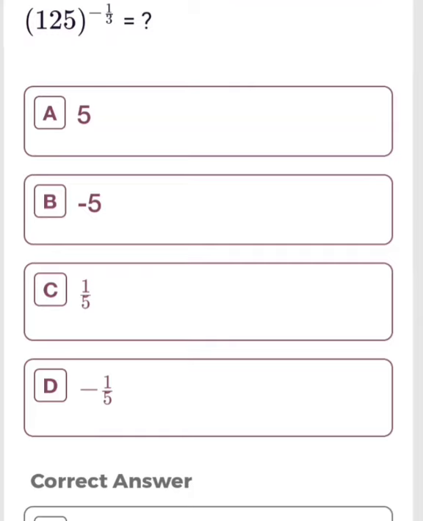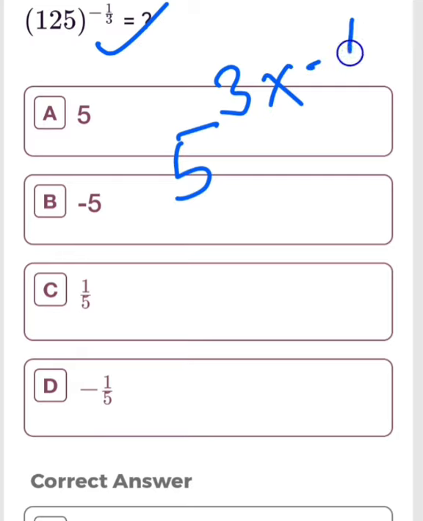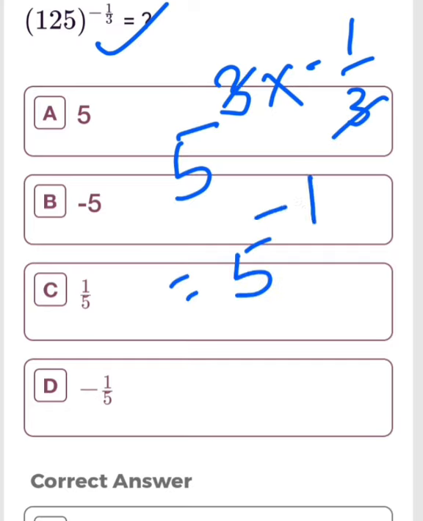125 to the power minus 1 by 3. This is your question. I can write 125 like this, 5 power 3. 5 5s are 25, 25 5s are 125. Then minus 1 upon 3 is there. You can cut minus 3 to minus 3. This is 5 power minus 1. And the meaning of 5 power minus 1 is 1 upon 5. So 1 upon 5 is your answer. Then C is your answer.